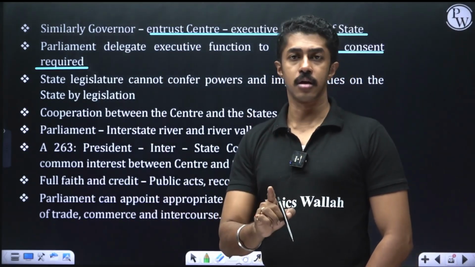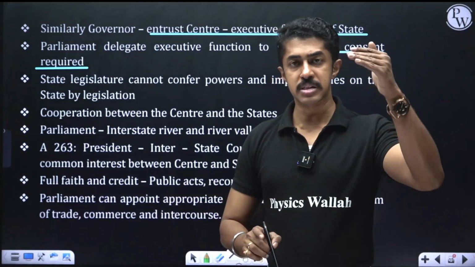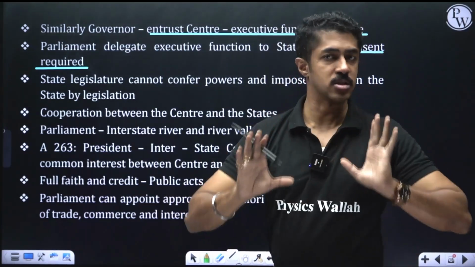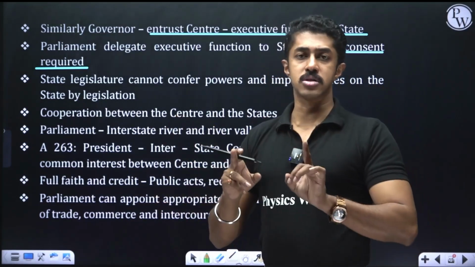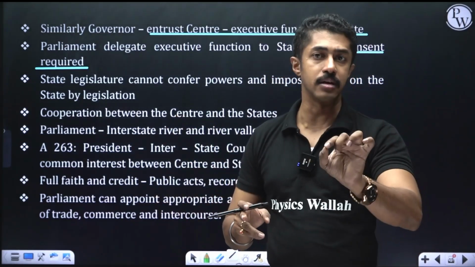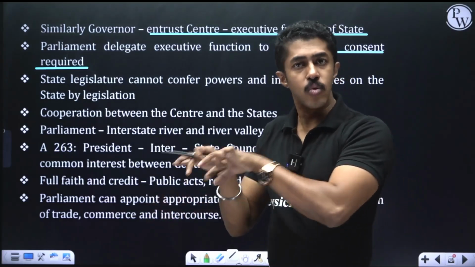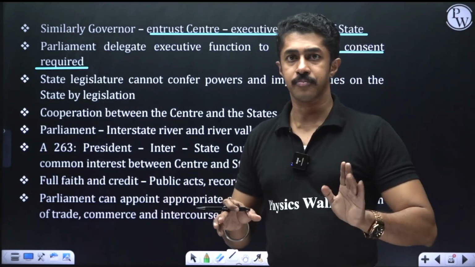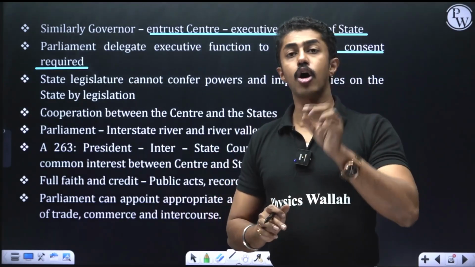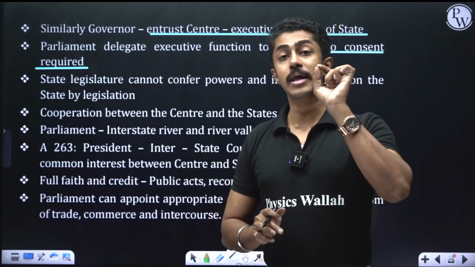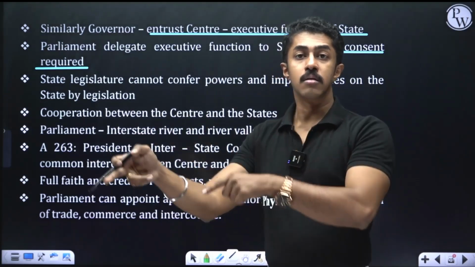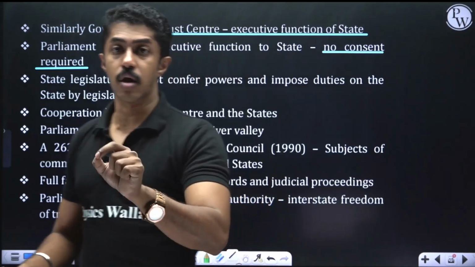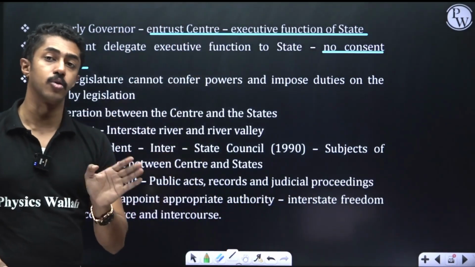Getting the point here? By mutual consultation, the President can ask the state government, can you do this work? And give the executive power to the state. Similarly, the Governor also can ask the central government by consent, can you do this work of the state? State can ask the center also. This is okay. But when we talk about law, by law only Parliament can delegate executive powers to the state, not the other way around. State cannot pass a law asking the center, come, you do this work. That they cannot do. Clear?